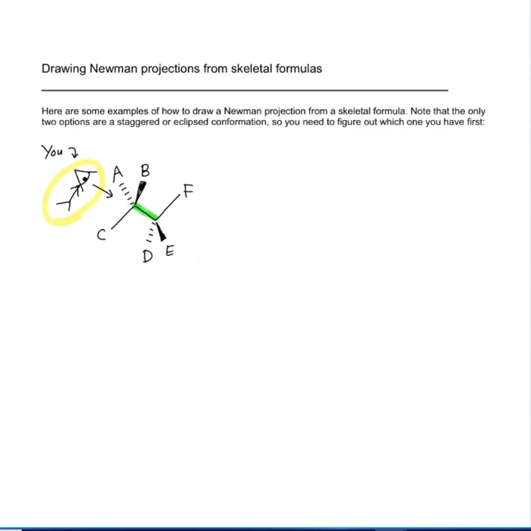And so let's draw the Newman projection. So first of all, we'll draw a circle. The point in the middle of the circle is going to represent the front carbon. Okay, I'm just going to number these carbons 1 and 2. So this will be 1 and the circle will be 2.